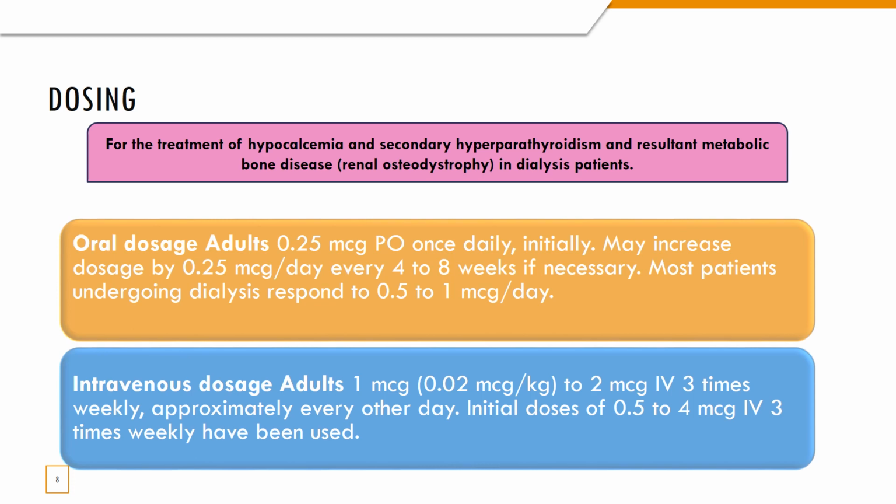For the intravenous dosage for adults, usually started off at 1 microgram, or if you're using weight-based dosing, 0.02 micrograms per kilogram to 2 micrograms IV 3 times weekly, approximately done every other day. Initial doses of 0.5 to 4 micrograms IV 3 times weekly have been used. They may increase the dosage by 0.5 to 1 micrograms every 2 to 4 weeks if necessary, based on their parathyroid hormone concentrations.